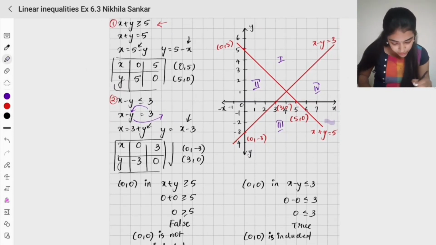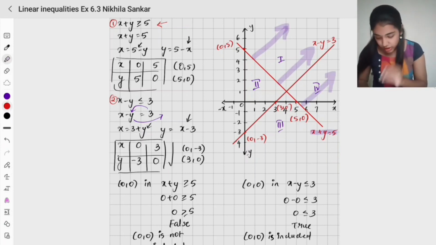So which is my first equation? X plus y equals 5 is my first equation. 0, 0 is not included. So it is going to be my upper half plane. So in the plane it is going to be. Now I'm going to change the color.